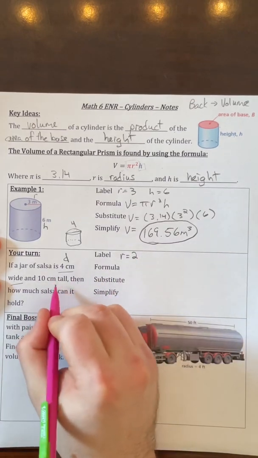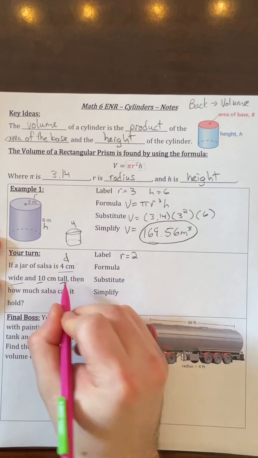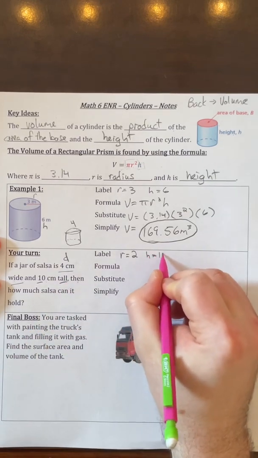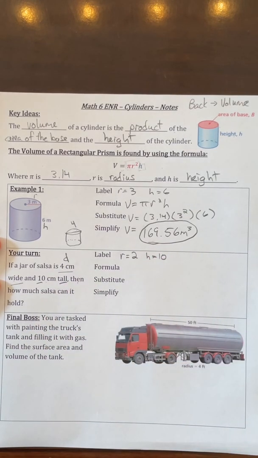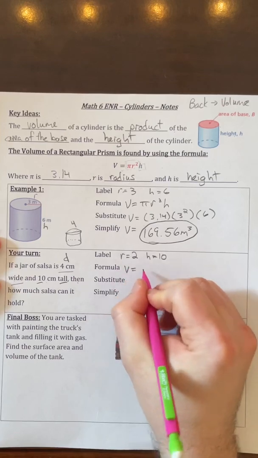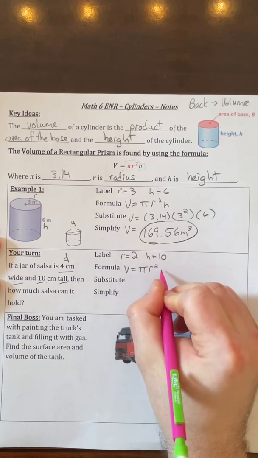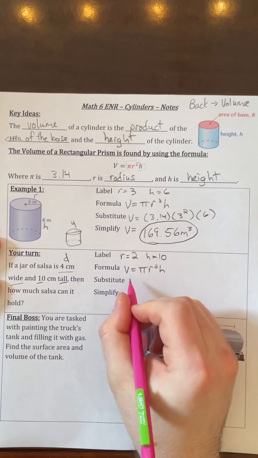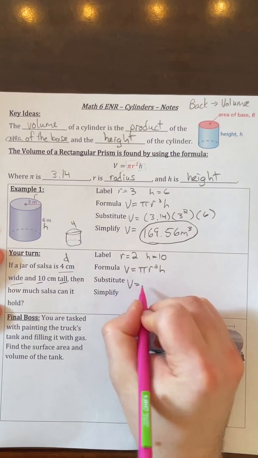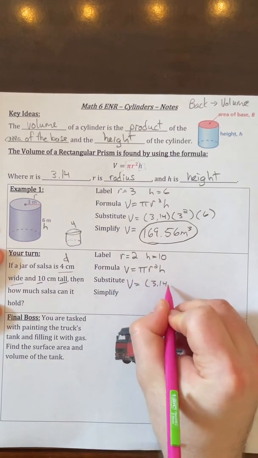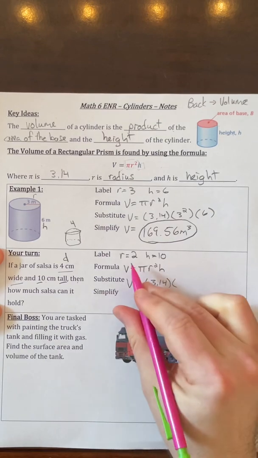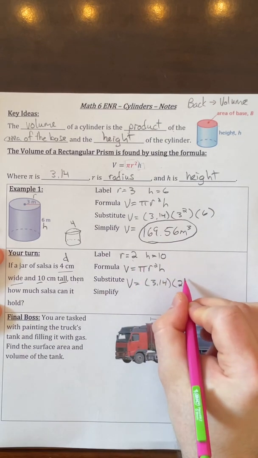Again, that is where the common mistake is made. However, the height is just going to be 10, so we're going to say h is going to be 10. Still using that same formula, we have V is equal to pi times the radius squared times h. Plug in those values for your variables. So we're going to say volume is equal to 3.14 times the radius squared, which is going to be 2 raised to the second power.